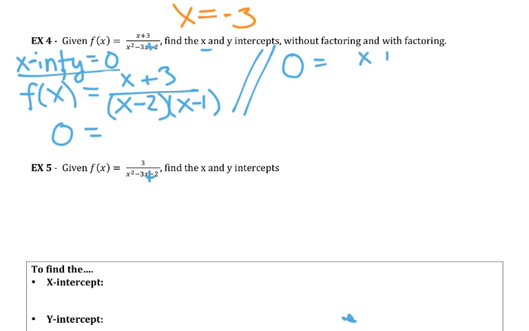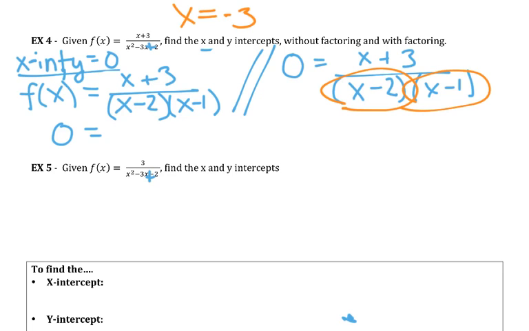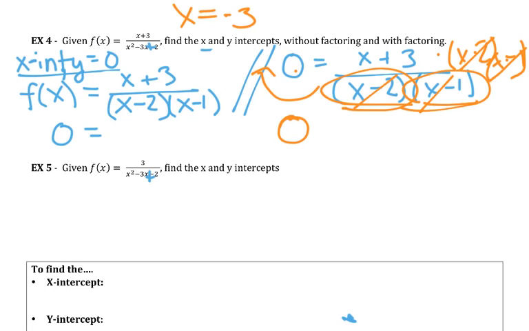0 equals x plus 3 over x minus 2 times x minus 1. If I'm trying to solve for x, I'm going to multiply x minus 2 and x minus 1 to the left side, and to the right side here, x minus 2 times x minus 1. Okay, it cancels out here, and on this side, I just end up with 0, because 0 times x minus 2 times x minus 1 is just 0.